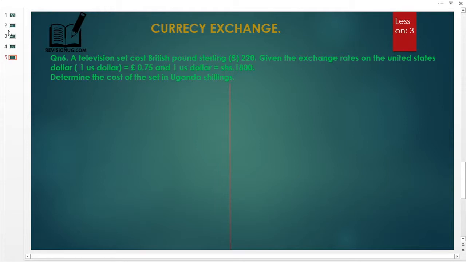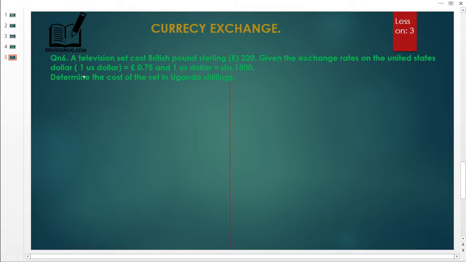I congratulate you once again for choosing Revision Uganda. Our subtopic, remember, is currency exchange under business mathematics. Now let us look at this example. It says a television set costs British pound sterling 220. Given the exchange rates, one US dollar is 0.75 pounds, and 1 US dollar is equivalent to 1,800 Ugandan shillings.